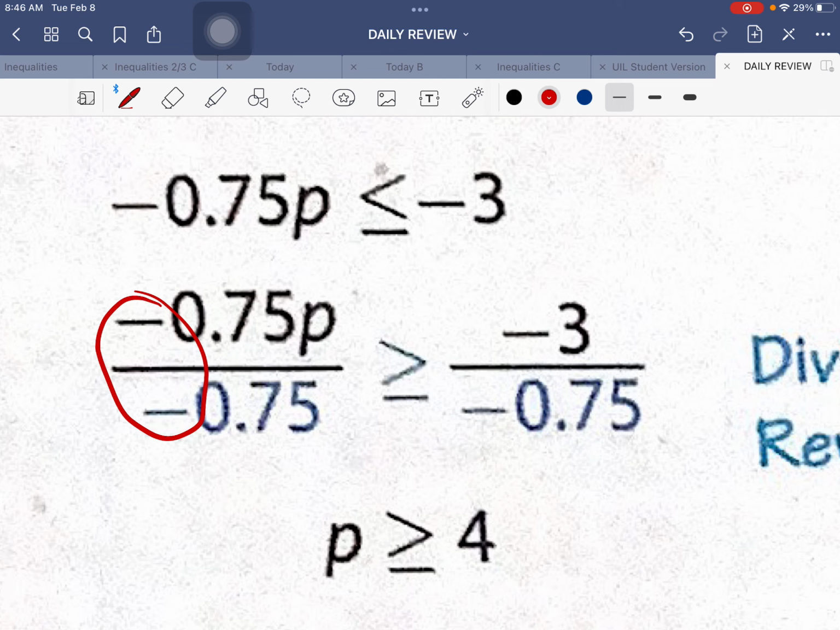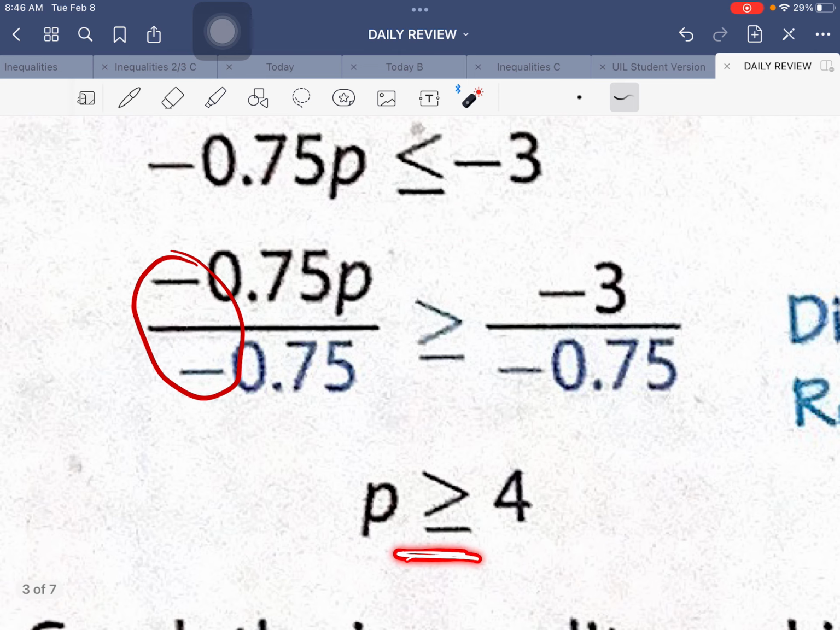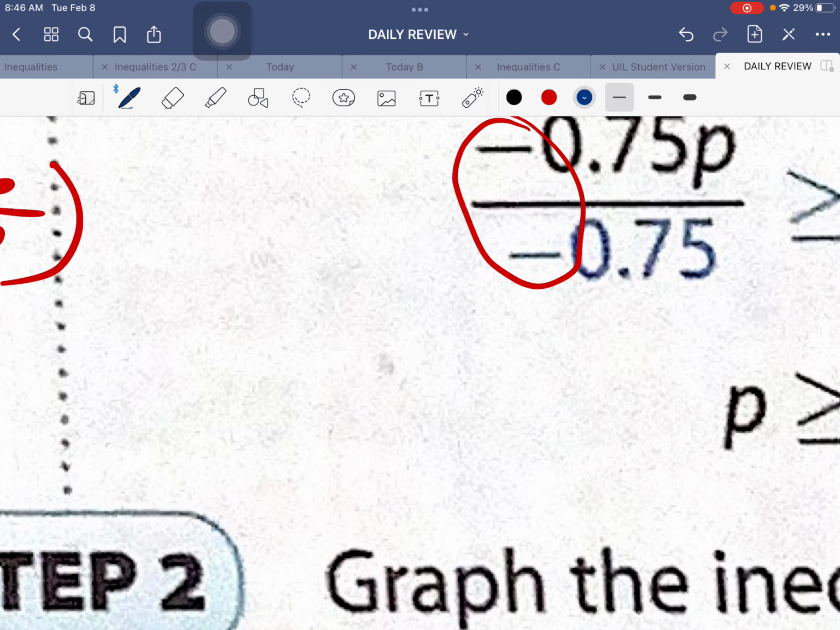The sign changed. So right here, it says less than or equal to. What is this saying now, Mr. Armando? Greater than or equal to. That's because whenever you divide or multiply, write this.